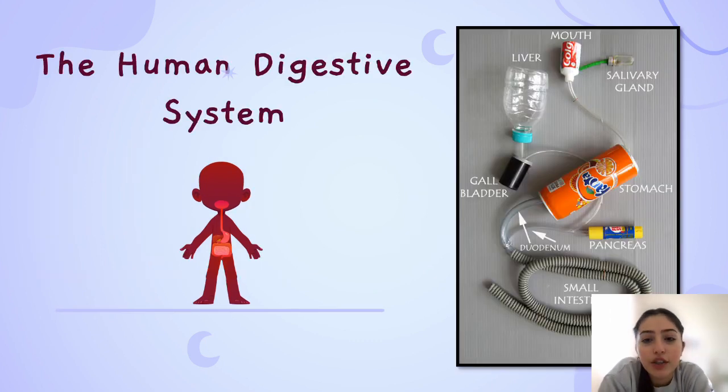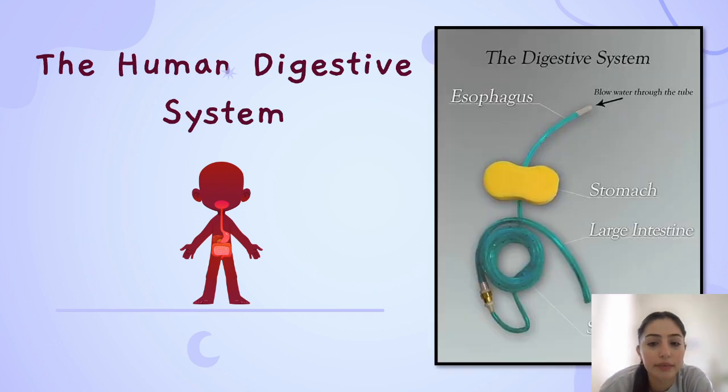Today, it is your job to create a model of the human digestive system out of materials that you can find around your house. This is an example of what your digestive system could look like. Or maybe your digestive system will look something like this.